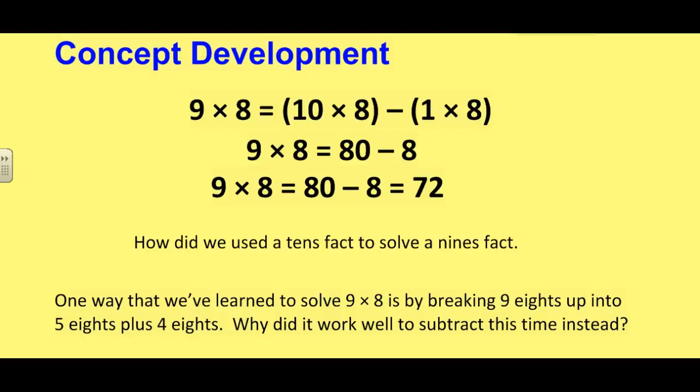In my opinion, it works well to subtract this time instead because we are working with one fact, the tens fact, and then just taking one away from it instead of having to do 5 eighths and 4 eighths and find the multiplication equation and solve those together. We were just using our tens fact, and that is easier for us to use because we all know how to skip count by tens, and then you just take one away from it. So it doesn't involve as many steps as breaking up your 9 eighths into 5 eighths and 4 eighths, and we can use our tens facts pretty easy.